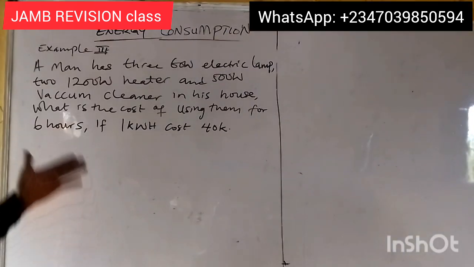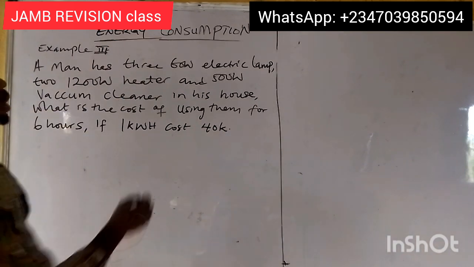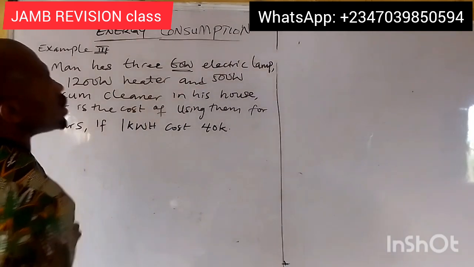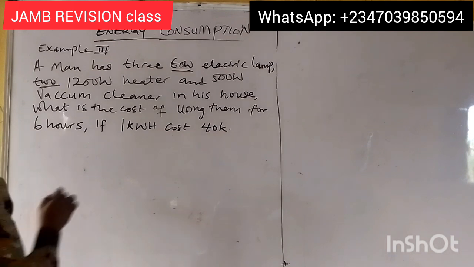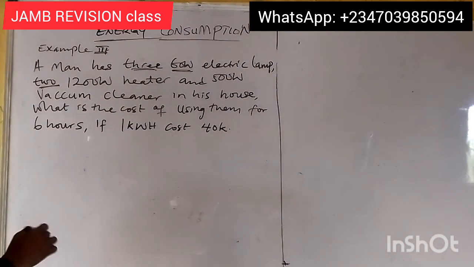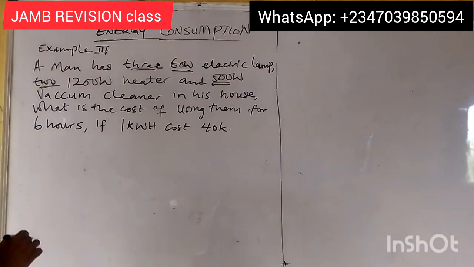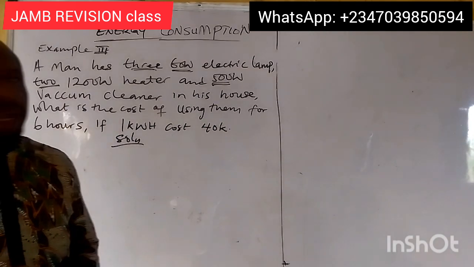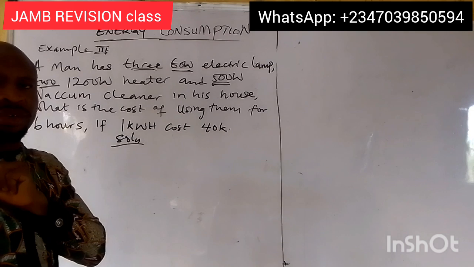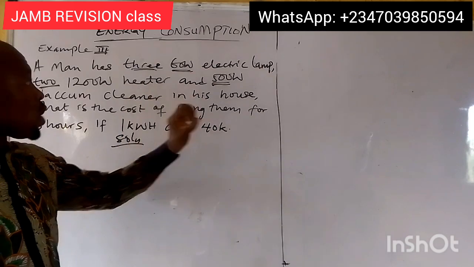We have this question before us here. A man has 3 60-watt electric lamps, 2 1200-watt heaters and a 500-watt vacuum cleaner in his house. What is the cost of using them for 6 hours? Solution. Now we have about 3 items, 3 appliances in this man's house, and gradually we will get them.